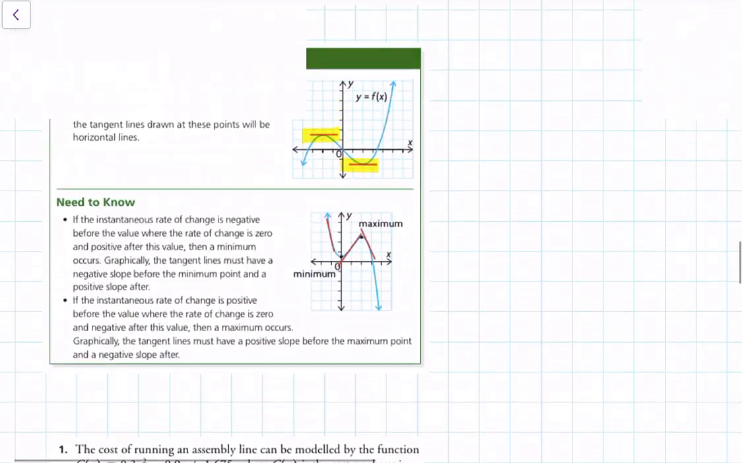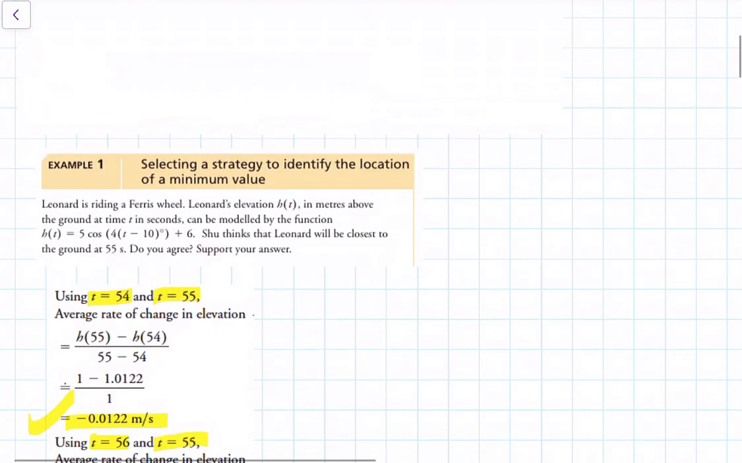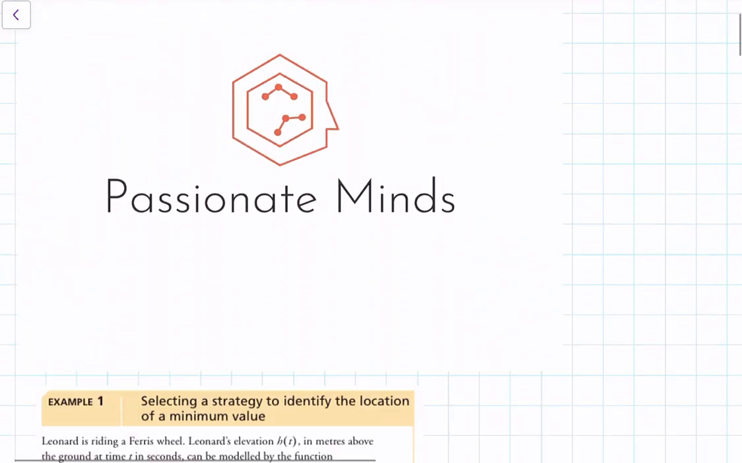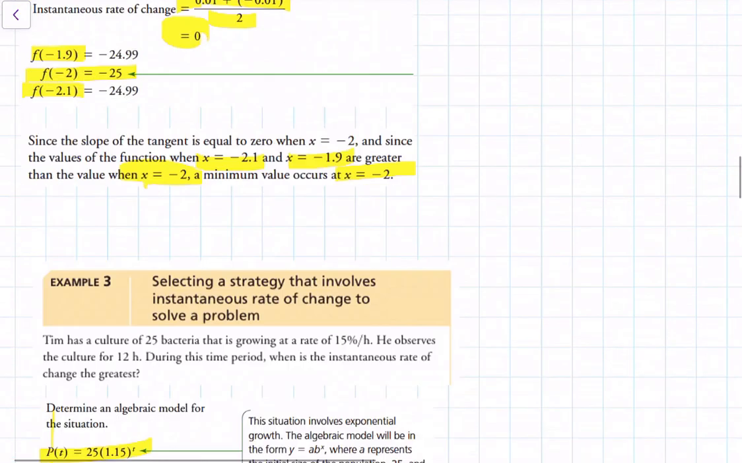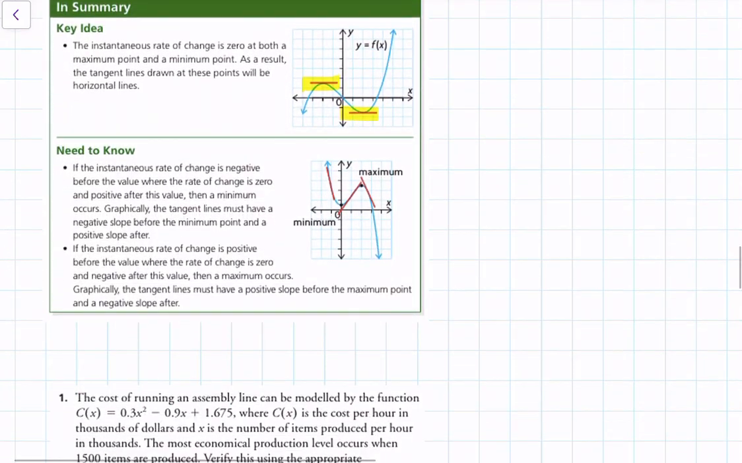So to summarize, we talked about maximums and minimums using rates of change, and we talked about how when there's an instantaneous rate of change of 0 at a function, that means that it's at a maximum or minimum. And we also talked about how in order to have a minimum, you need to have a negative slope and then a positive slope. In order to have a maximum, you need to have a positive slope and then a negative slope.